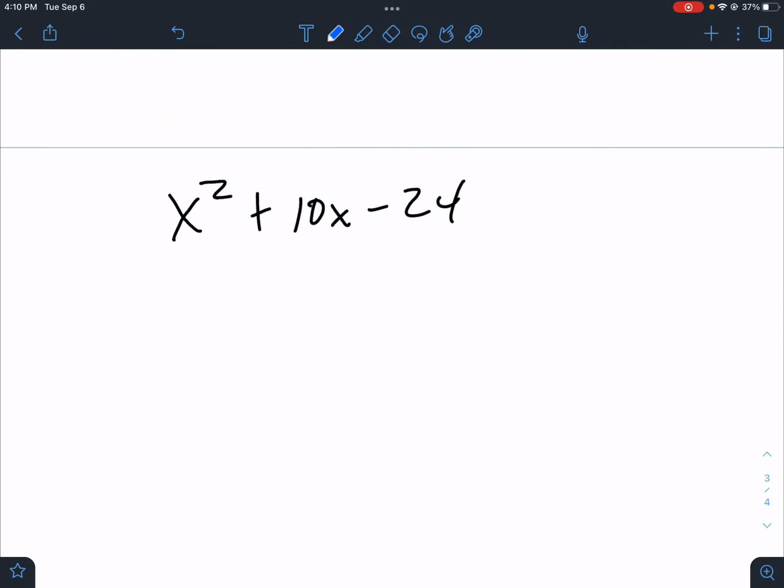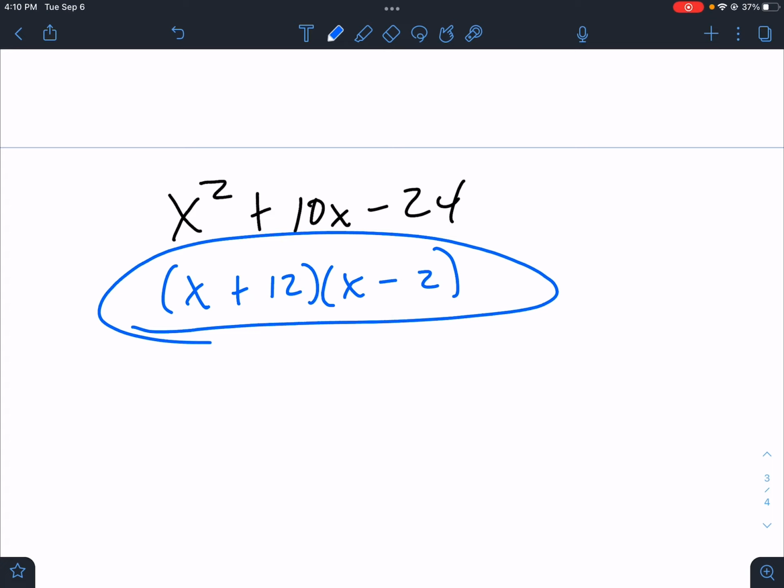But you would ask yourself, what factors of 24 subtract to equal 10? You know it's x and x. 12 and 2 are the two. They have to equal positive 10, so those would be my factors.